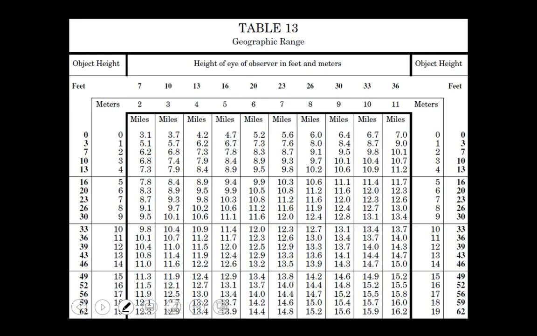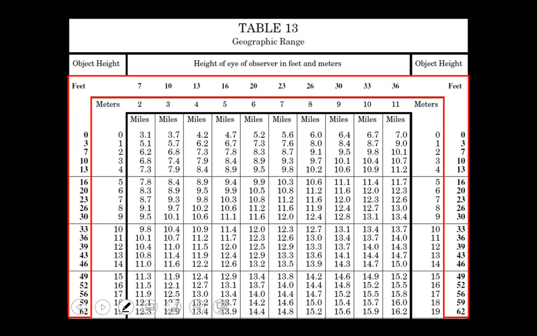Table 13 at first glance can look a little bit complicated. First off, there's two scales, feet and meters. We're going to stick with feet. Next, the numbers along the x-axis at the top represent the height of the observer. So if you remember, the height of the observer was 20 feet. So we'll want to move along the x-axis on the feet scale until we get to 20.